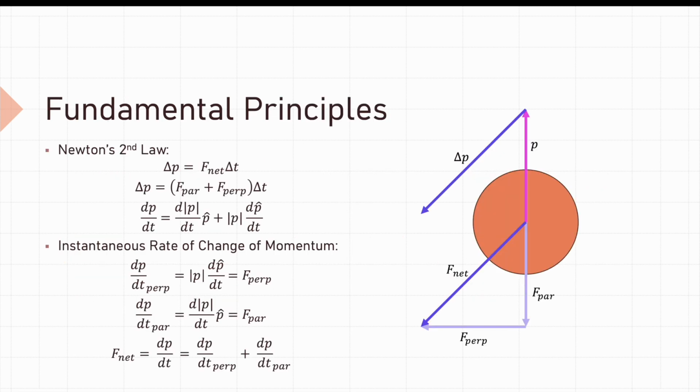So our fundamental principles used in this lab are Newton's second law, which says that the change in p equals F net delta t, so dp/dt equals the equation given, and then the instantaneous rate of change of momentum is given as below. And our diagram on the right shows this visually.